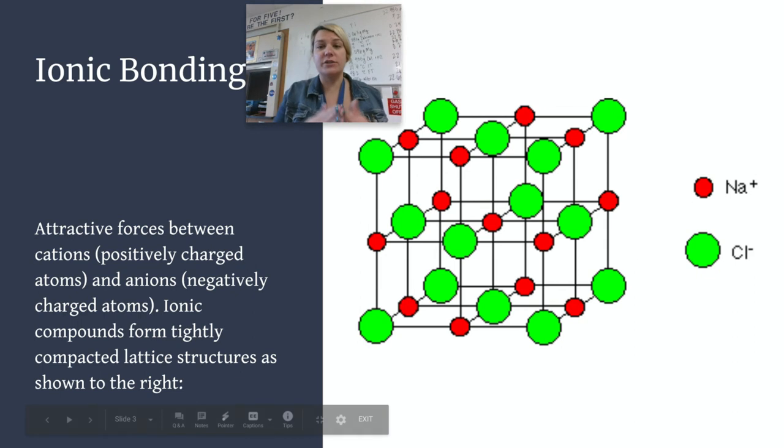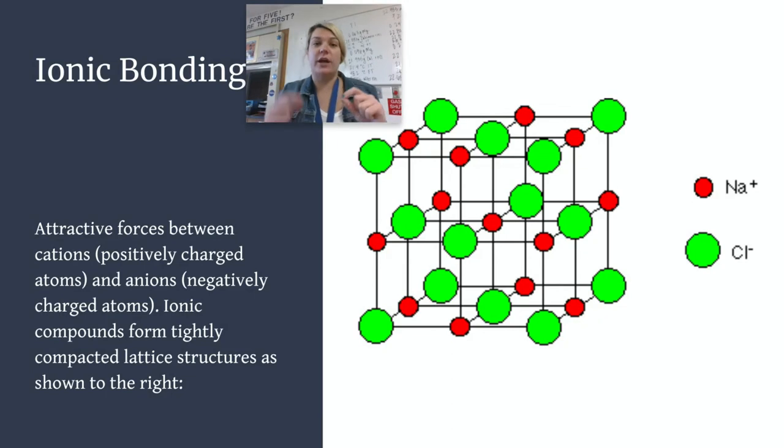Sodium is red, chlorine is green. We know that sodium wants to give 1 electron, chlorine wants to gain 1 electron. So sodium and chlorine have a 1-to-1 ratio with each other. And what ends up happening is they just continue that 1-to-1 ratio depending on how much of the substance you have.